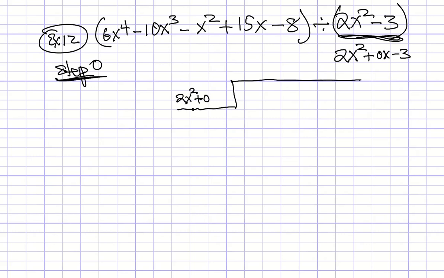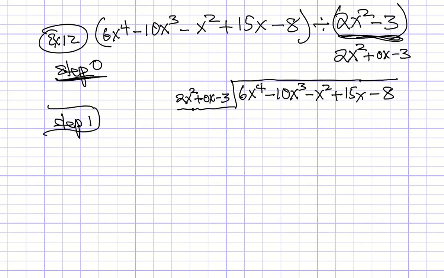2x squared plus 0x, it's not plus, it's minus 3. Okay, and then you have 6x to the power 4 minus 10x to the power 3 minus x squared plus 15x minus 8. Oh Lord, this one will be very long. I don't know. Let's see what happens. Okay, but that's how you prepare. Then you say step 1, after preparation.